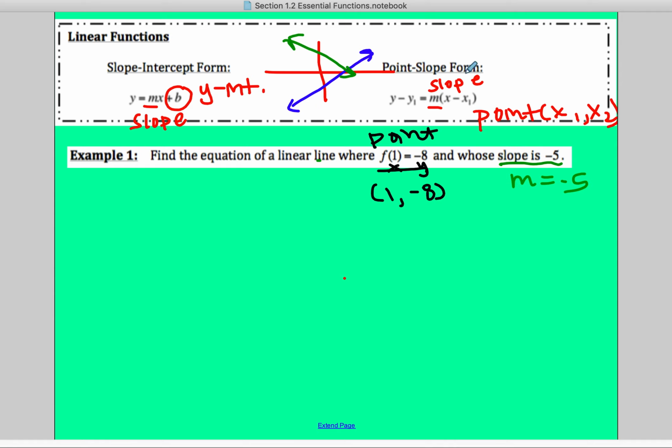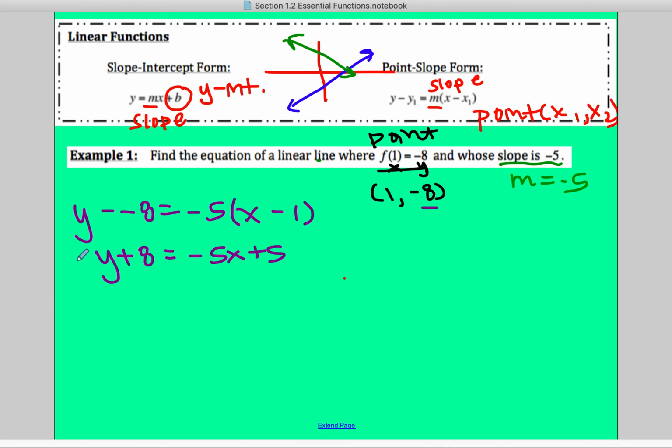And since I have my point and slope, I'm going to use point-slope form. So the way point-slope form works, it's as always y minus the y value of your point, which is -8, so minus a -8, equals my slope, -5, parentheses, x minus your x value, which is 1. Then from here, I would go ahead and simplify. I'd have y + 8 = -5x + 5. And to get y all by itself, I would subtract 8. So I have 5 minus 8, so I have -3. So here is the equation of my line for example 1.